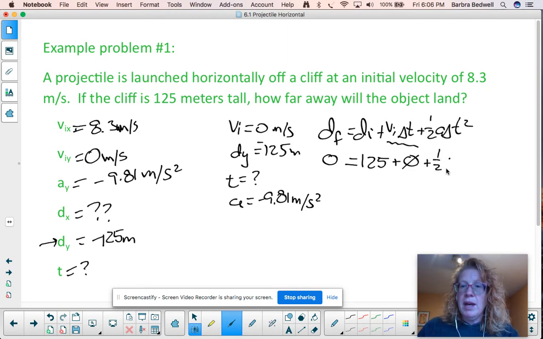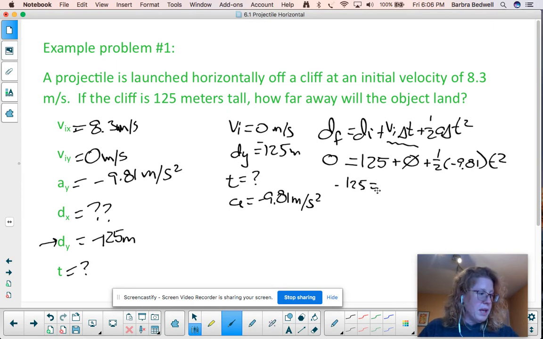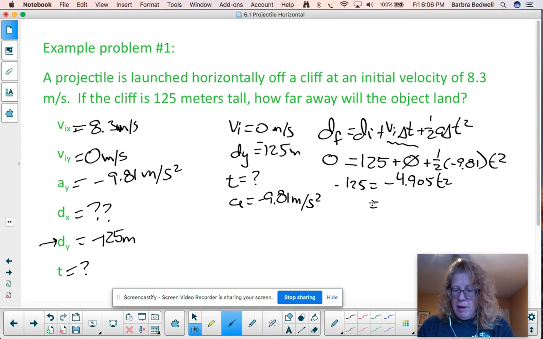And then I can use this part, 1/2 times negative 9.81 times t squared. Now I just do a little bit of algebra. Negative 125 equals, I can't remember what that is. Let me get my calculator really quick. 9.81 times 0.5, I should know this by now. 4.905. So negative 125 equals negative 4.905 t squared. Again, 4.905 is 1/2 times negative 9.81. Okay, algebra. 125 divided by 4.905 is t squared equals 25.48 something or other and change.